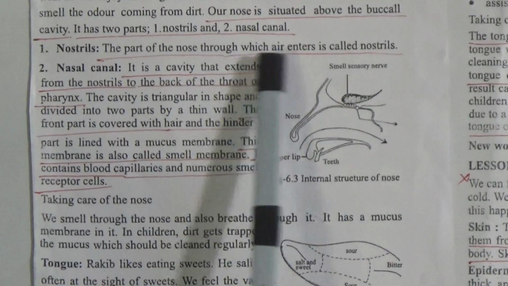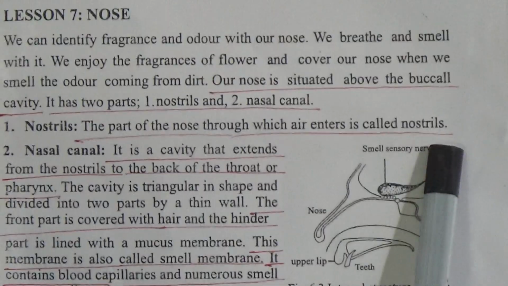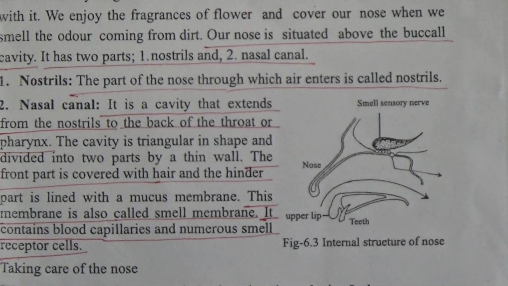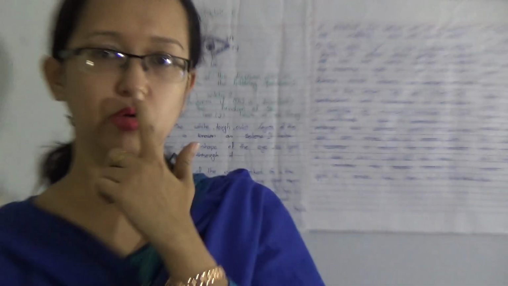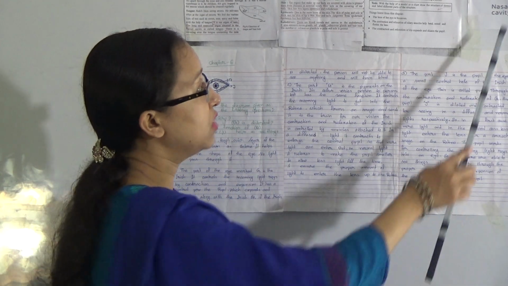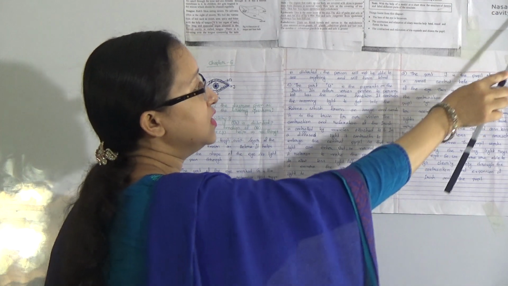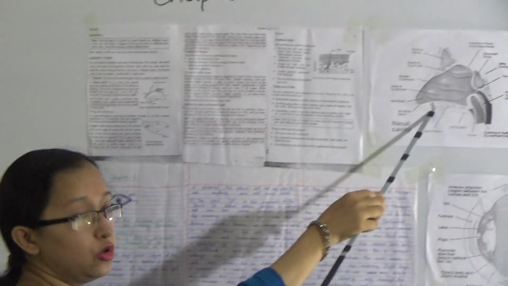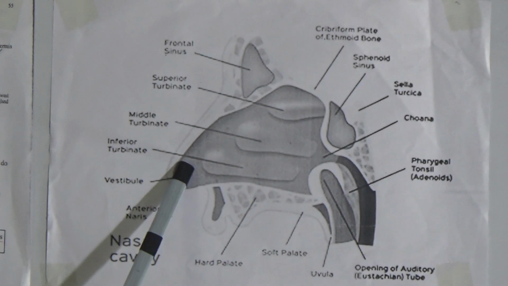Nostrils. Number 1. The part of the nose through which air enters is called nostrils. That means the first part of our nose is called nostrils. Here you can see the picture. There is a picture of a nose, and the first part of the nose is called nostrils.